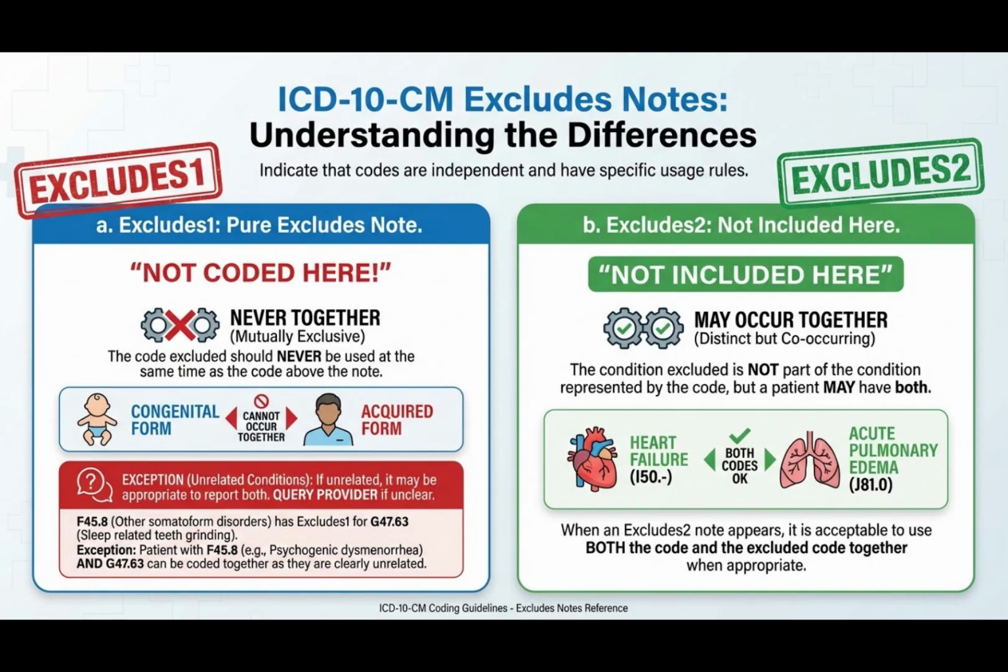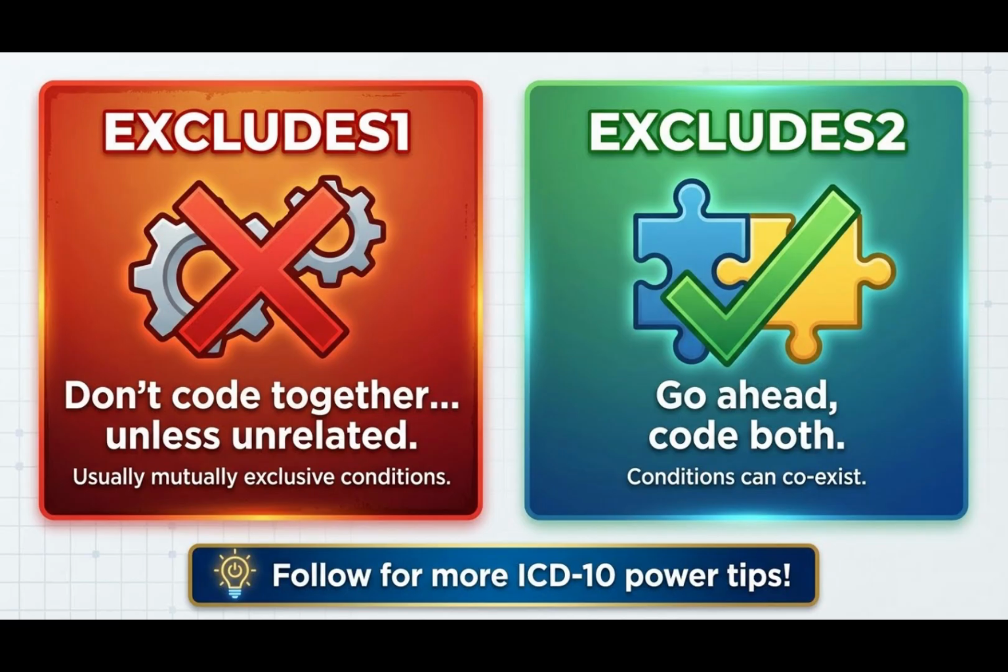Example, F45.8 and G47.63: psychogenic dysmenorrhea plus sleep-related teeth grinding? Yep, you can code them together. Now Excludes2 is simple. It means the condition is not part of this code, but both can be coded at the same time. So remember, Excludes1 equals don't code together, unless unrelated. Excludes2 equals go ahead, code both.